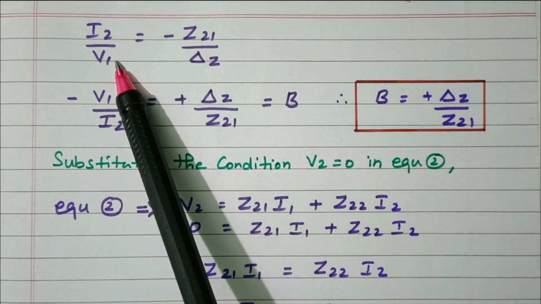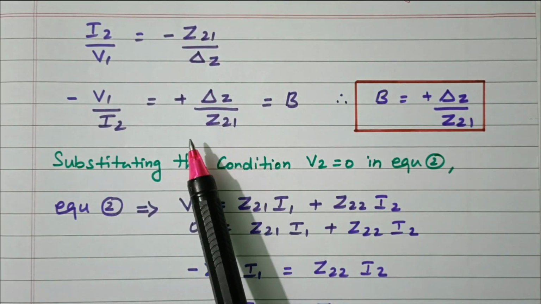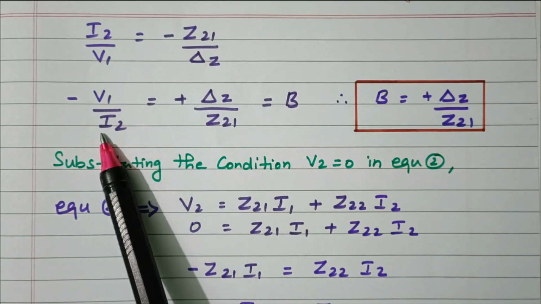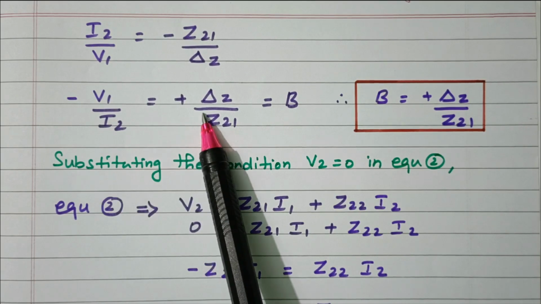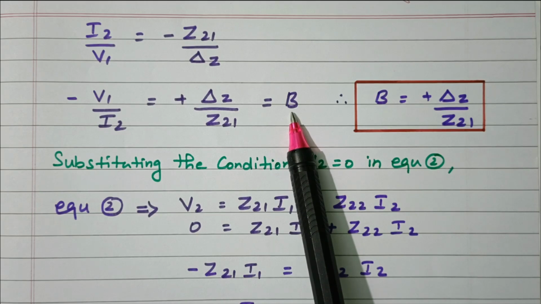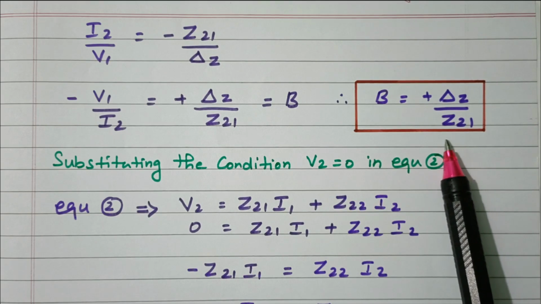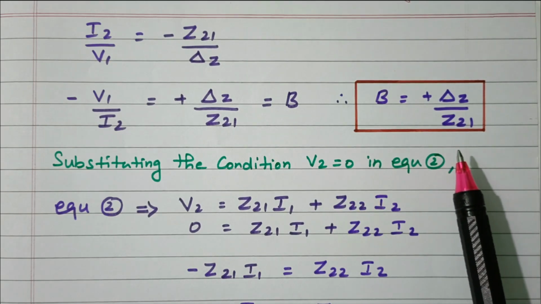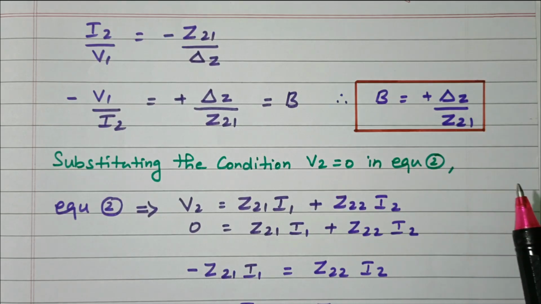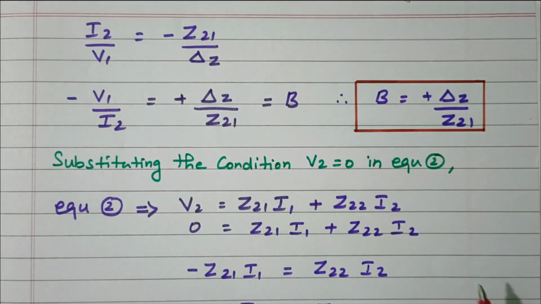V1 is brought to the denominator. So I2 by V1 equal to minus Z21 divided by delta Z. Take the reciprocal on both sides, and the negative becomes positive. V1 by I2 is delta Z by Z21, which is equal to B. So B equal to delta Z divided by Z21. Now we got the parameter B also. The remaining one is D. First we completed A, followed by C, followed by B.